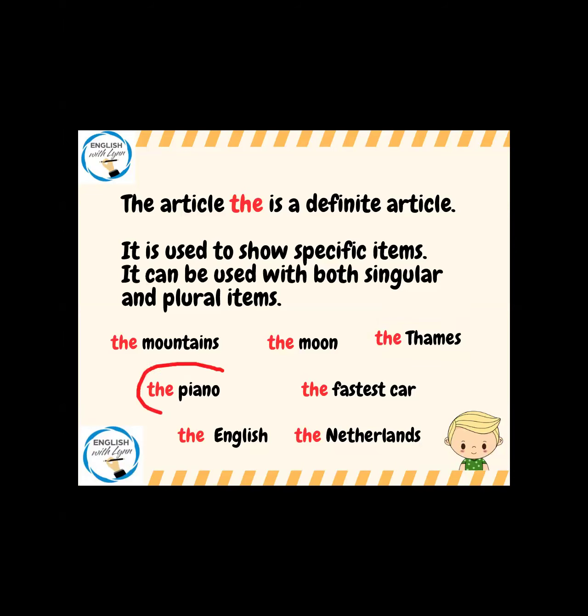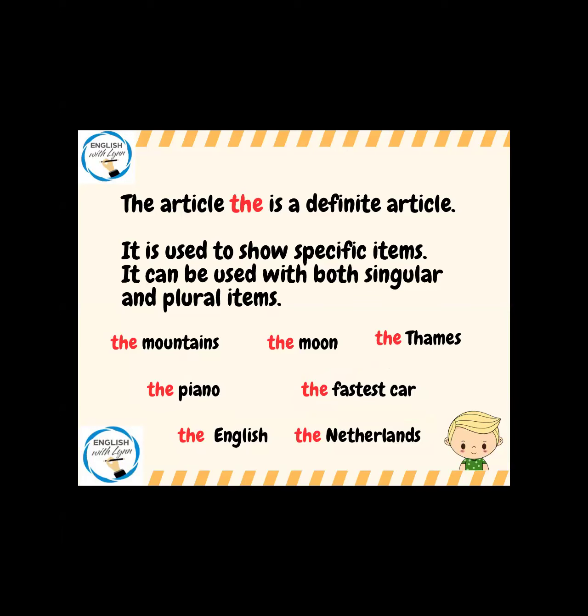The next reason for using the, you would use it before musical instruments. So instead of saying she plays a piano, you would say she plays the piano. So when you're speaking about a person playing a musical instrument, the piano, the violin, the guitar, you would use the before your superlative adjectives. So like the fastest, slowest, quickest, any of your superlative adjectives, use the before it.